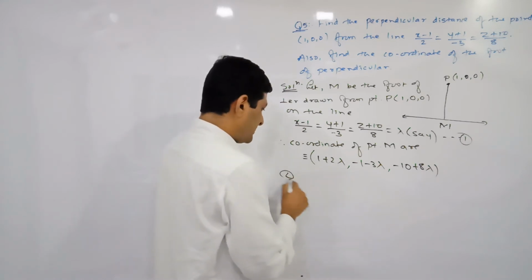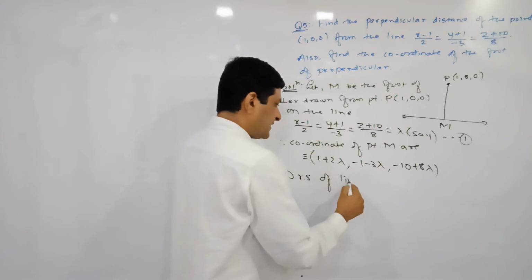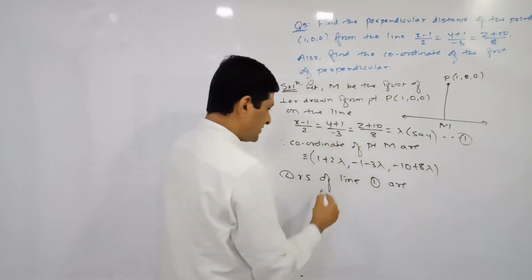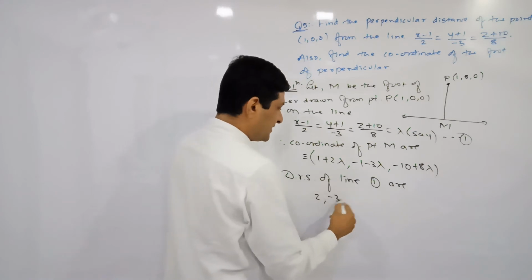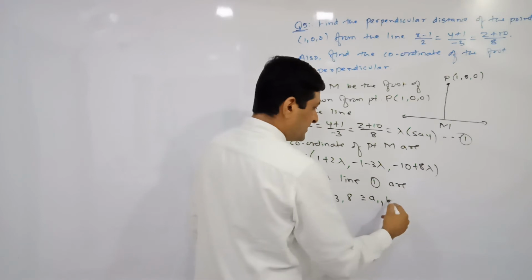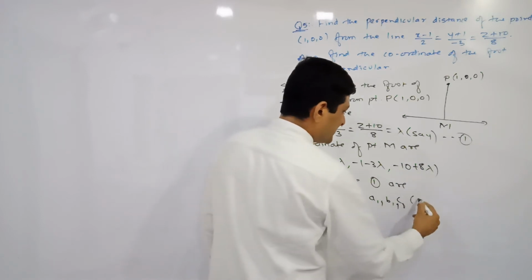The direction ratios of line first are 2, minus 3, 8. I am denoting these direction ratios by A1, B1, C1.